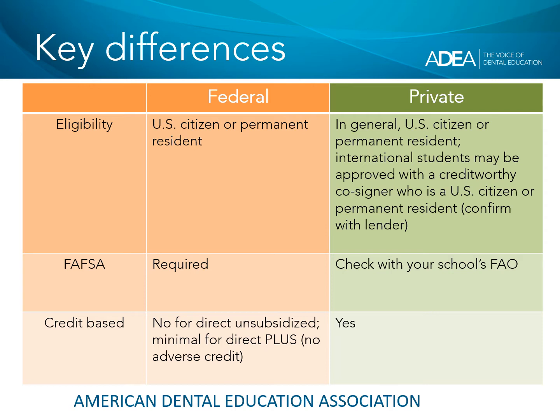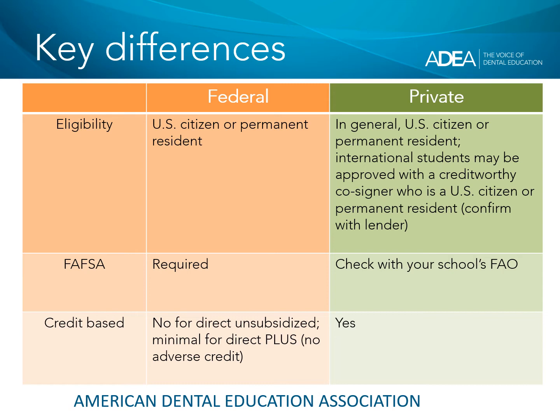If you are an international student, you may be able to be approved for a private loan if you have a creditworthy cosigner who is a U.S. citizen. The Free Application for Federal Student Aid, called the FAFSA, is required for federal student loans. It is likely required at your school for private loans, but check with your school's financial aid office to be sure.